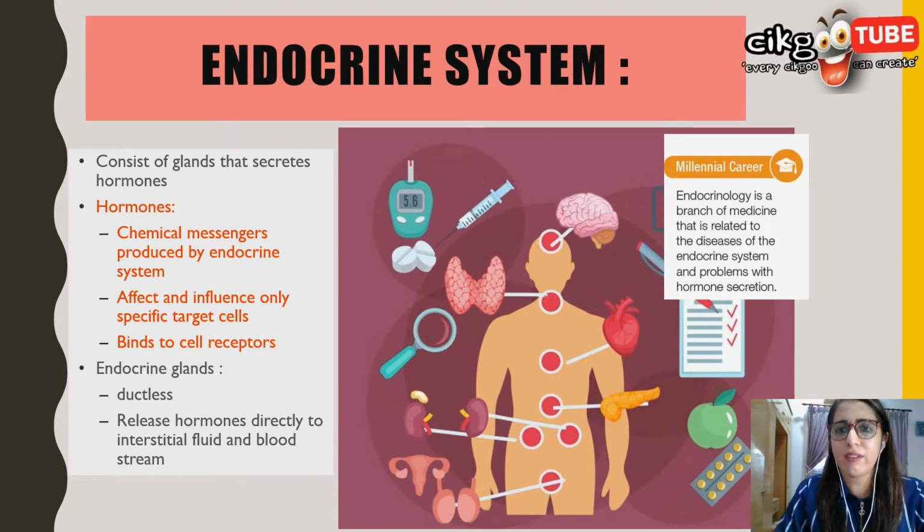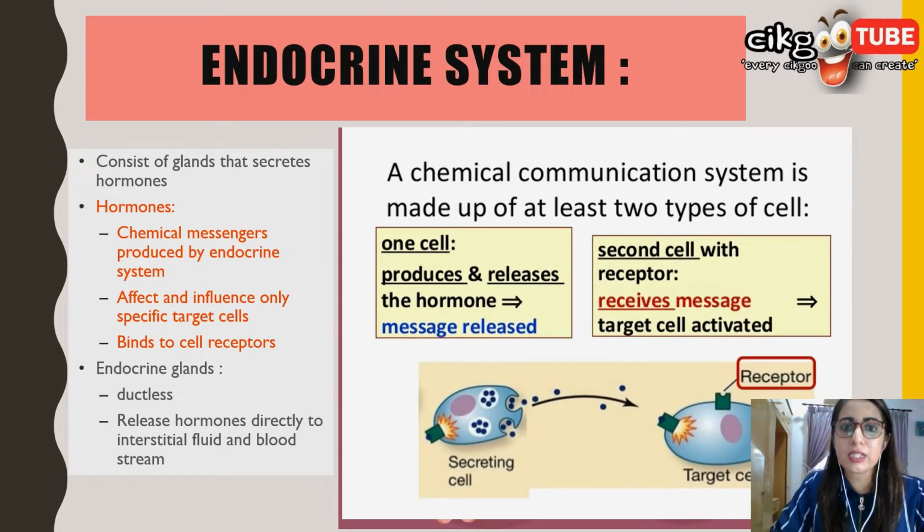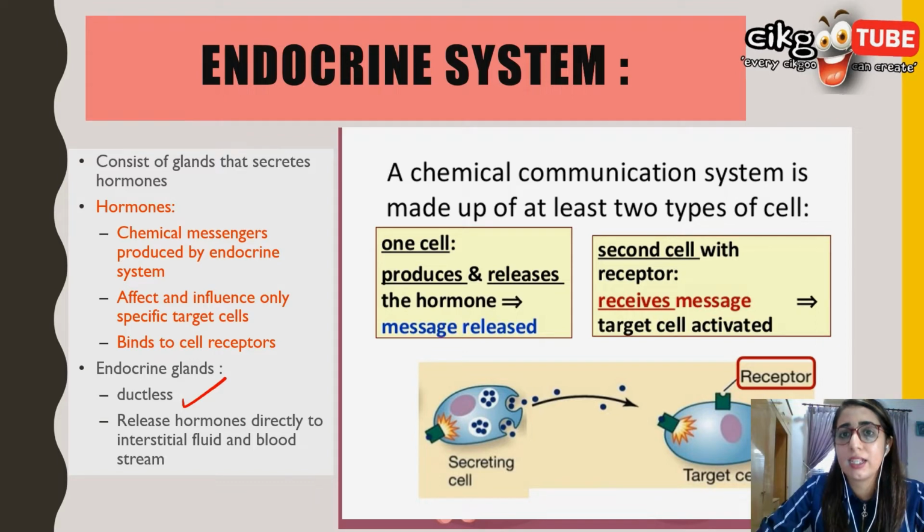Endocrinology is a branch of medicine related to diseases of the endocrine system and problems with hormone secretion. So what is the endocrine system? The endocrine system is made up of glands that synthesize and secrete chemical substances, which in this case are hormones. Endocrine glands are ductless glands, so they release hormones directly into the bloodstream or the interstitial fluid.